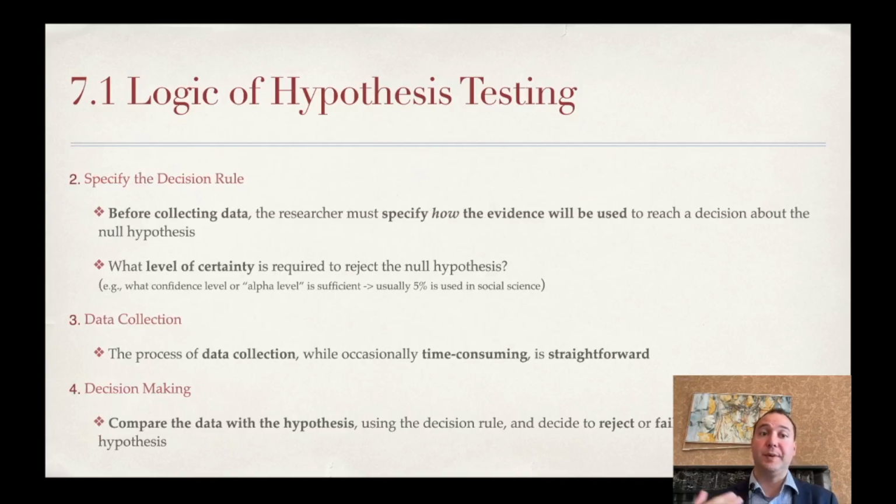Number 2, specify the decision rule. Before collecting the data, the researcher must specify how the evidence will be used to reach a decision about the null hypothesis. This involves setting a level of certainty that's required to reject the null hypothesis. We call this level of certainty our confidence level or our alpha level. Usually, 5% is used in many social science applications, including business and other research.